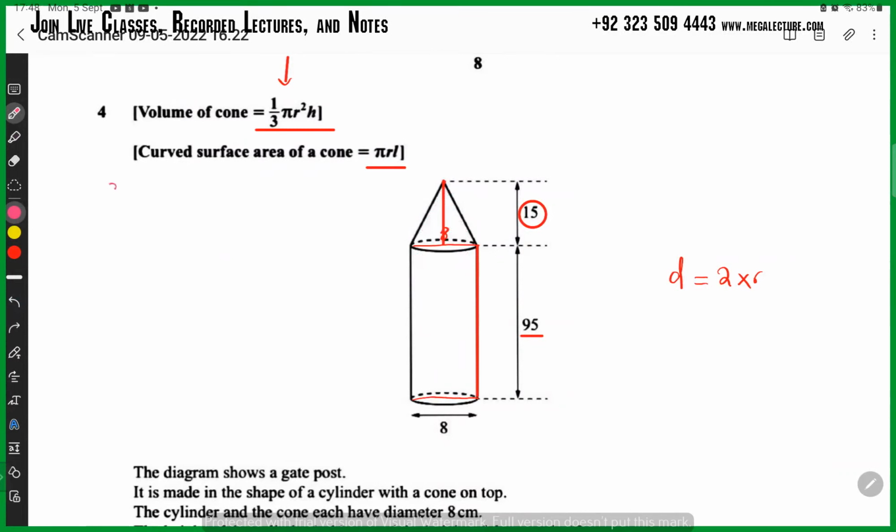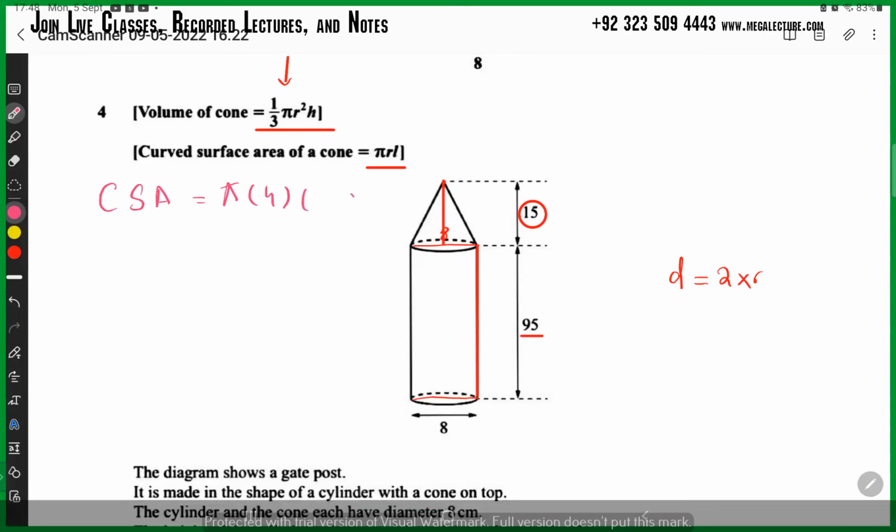So the curved surface area for cone is pi RL. It's given pi multiplied by R. What is the radius of the cone? It is 4, multiplied by L. Now, what is the slanting length of this cone? Can anyone tell me?